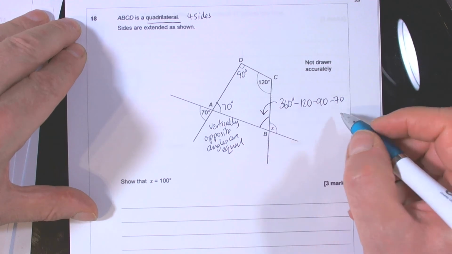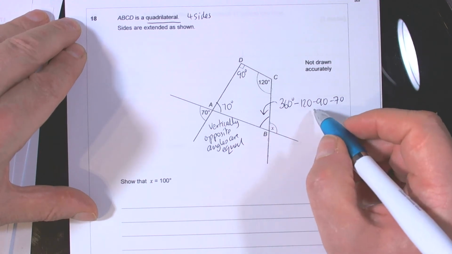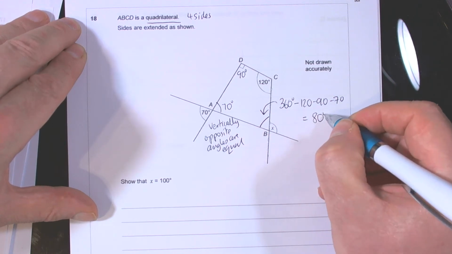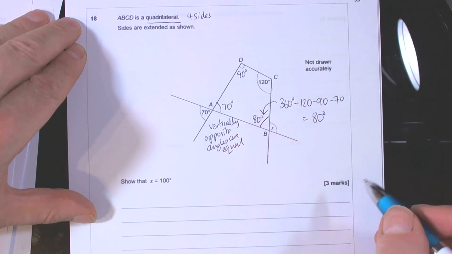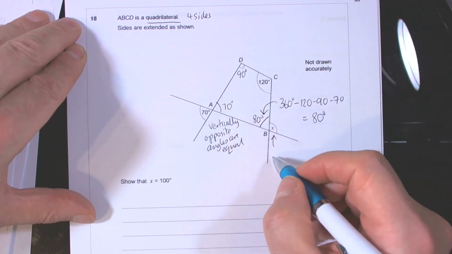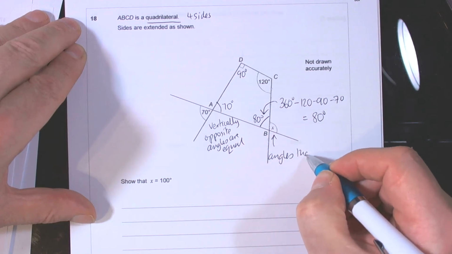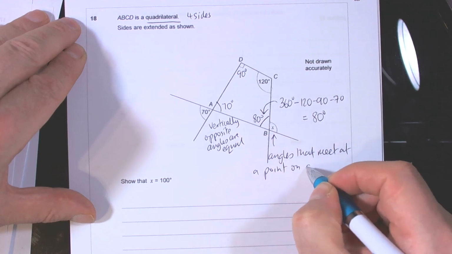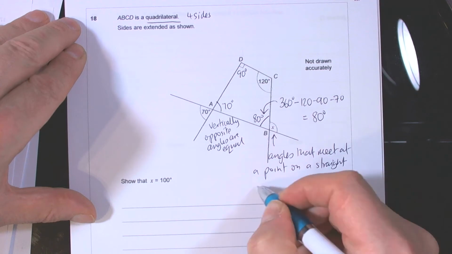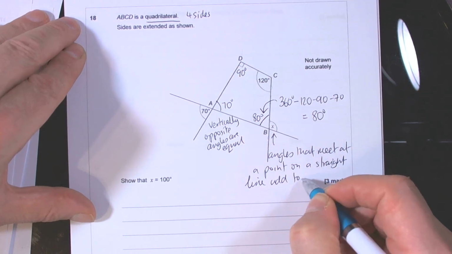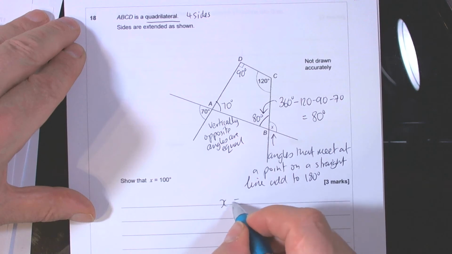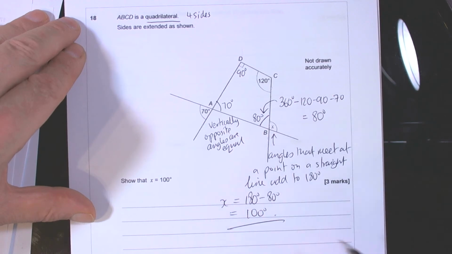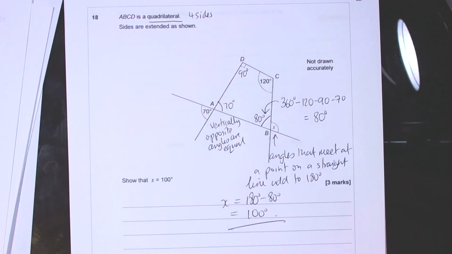So we know that's what's happening with this question. If we do 360, take away 120 is 240. Take away 90, 150, take away 70, 80 degrees. So we know that this is 80 degrees, add things onto the picture. And we know that angles that meet at a point on a straight line add to 180 degrees. So x is going to be equal to 180 degrees minus 80 degrees, which equals 100 degrees. And that's what the question wanted us to show. So that's that question done.